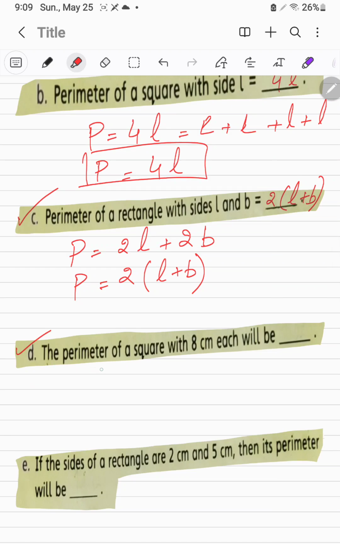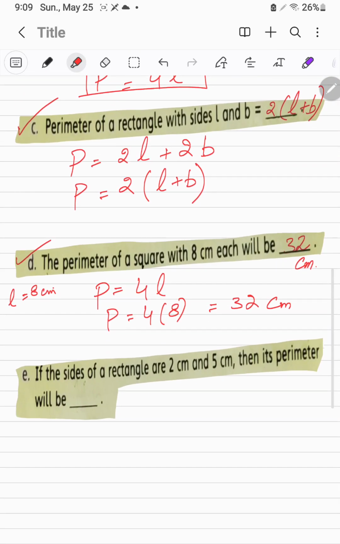Now going to solve its D part. Perimeter of a square with 8 centimeters each side. The perimeter of a square is 4L, and here the length of each side is 8 centimeters, so it will be 4 into 8, which is 32 centimeters. 32 cm is the answer.